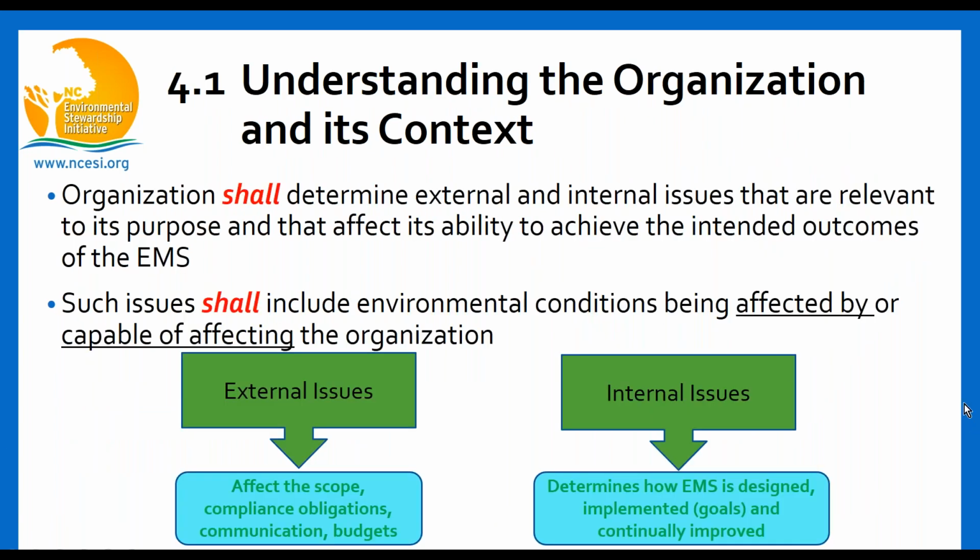Okay, so in section 4.1, understanding context, it says that the organization shall determine the external and internal issues that are relevant to your purpose and that affect your ability to achieve the intended outcomes of your EMS. And they shall include environmental conditions being affected by or capable of affecting your organization. So that's a really big new concept that they've introduced. At the bottom of the slide, you'll see I've tried to highlight the external issues that could affect an organization. Where might that affect you and how you put your EMS in place? That's going to affect the scope, what operations you pull in within your EMS scope. It's going to affect those compliance obligations, your communications, and your budgets, right?